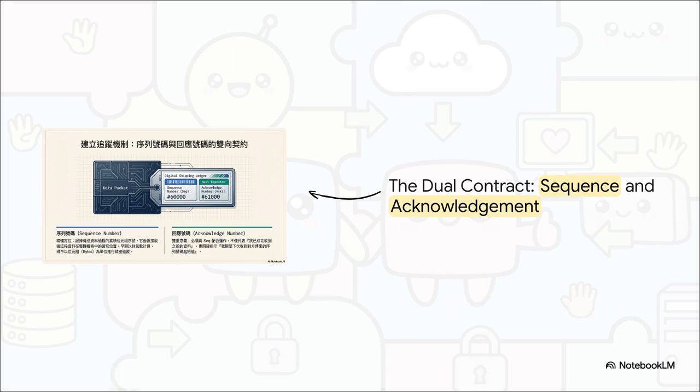Moving right along to part 2, the digital shipping ledger. To actually tame all that chaos we just talked about, we need a foundational base model for our engine, right? A way to track our data, exactly like we track physical packages moving through a massive warehouse. And this digital shipping ledger operates on what we call a dual contract.